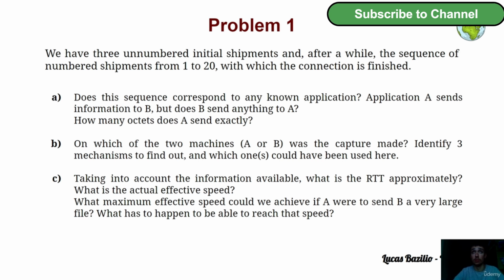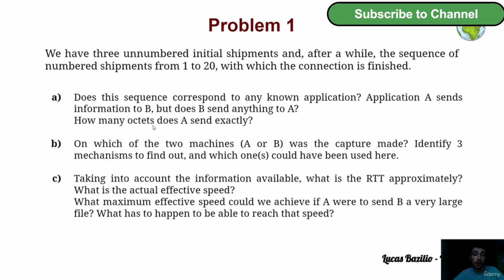In this lecture, since this is the first time that we see problem 1, we are going to present all of the questions. However, we are only going to solve the first one, question A. So we begin with question A. First question: does the sequence that we see correspond to any known application? We need to justify whether this is the case or not. Application A sends information to B, but does application B send any information to application A? Also something that we need to think about and justify.